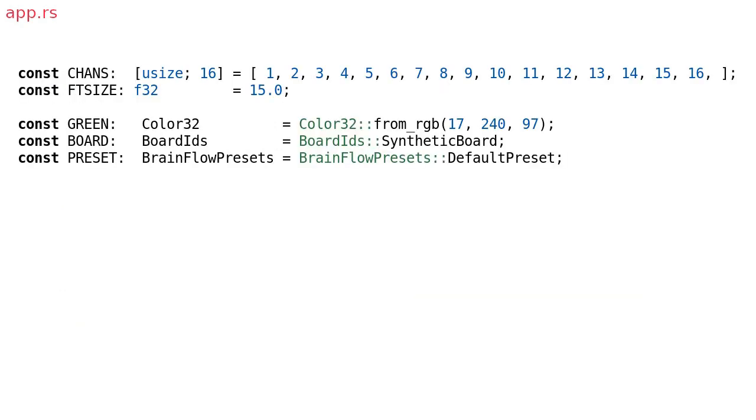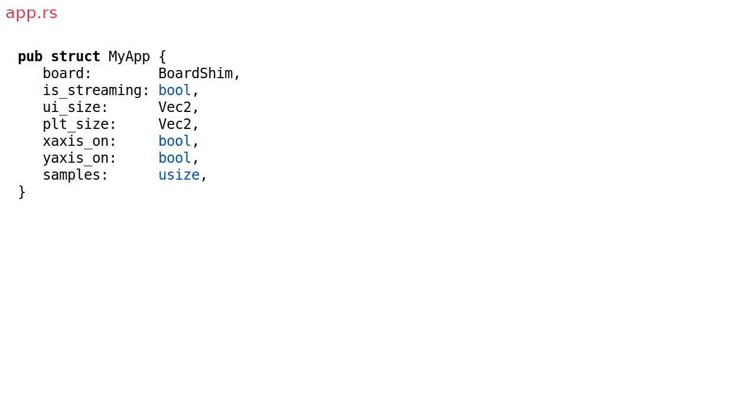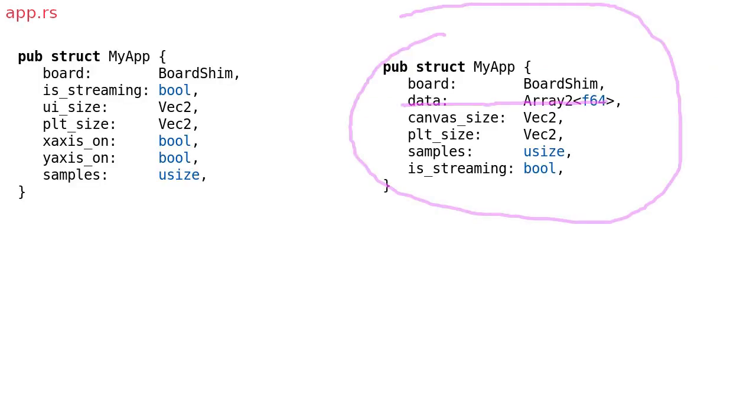These are constant definitions. These are EEG channel numbers. Please note that we have not divided them into two groups. This is our new struct, myApp, which was featured in my previous video. The significance of these two fields will be explained shortly.